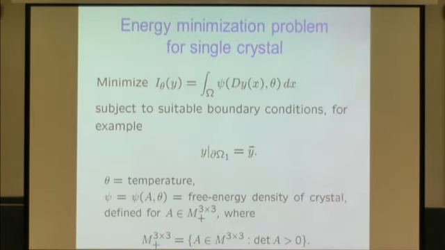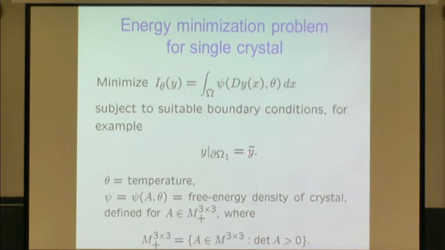So we use energy minimization. We want to minimize an energy that depends on y through integrating over omega a free energy density that depends on the gradient of y at x and the temperature. The temperature is regarded here as a constant parameter, so I'm not talking about heat conduction or something. And the idea will be to try to find a deformation y that minimizes this integral subject to suitable boundary conditions. For example, that on the red part of the boundary y is prescribed to be a given mapping.